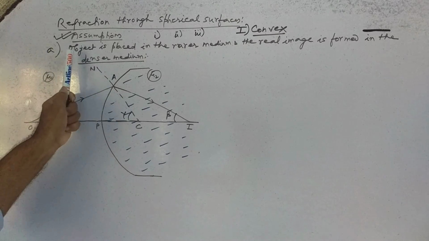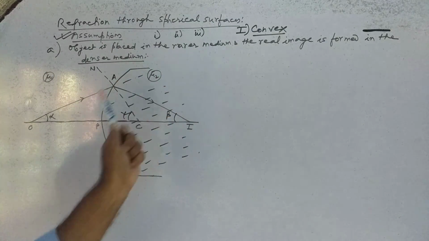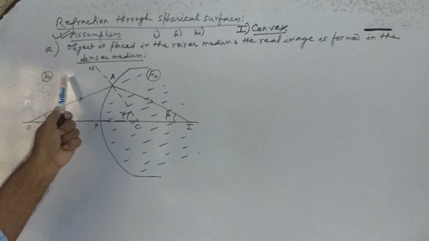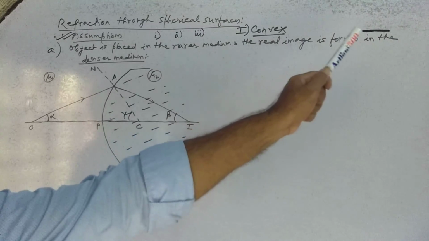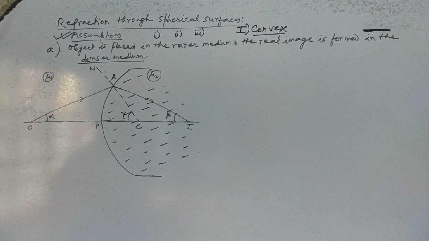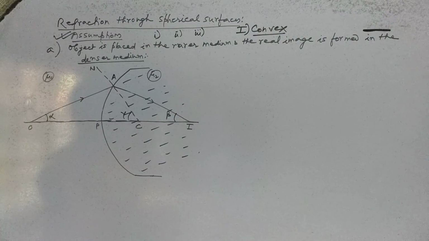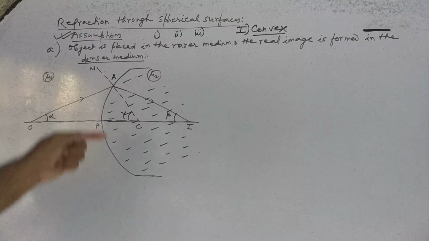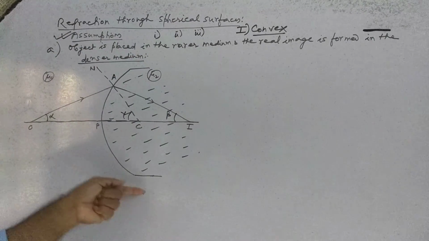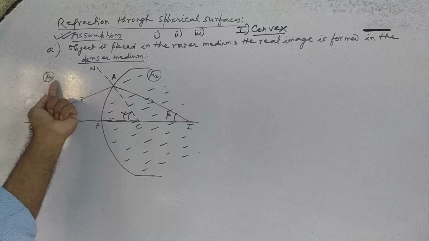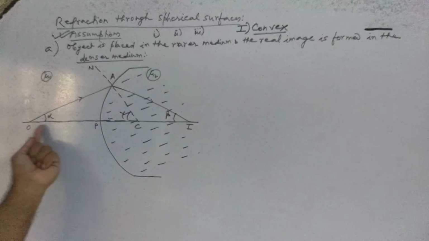First case, A: the object is placed in the rarer medium mu1, and the real image is formed in the denser medium. Let us first see the image formation. Here is the convex surface, mu1 and mu2. This is the rarer medium, the denser medium, and the principal axis.